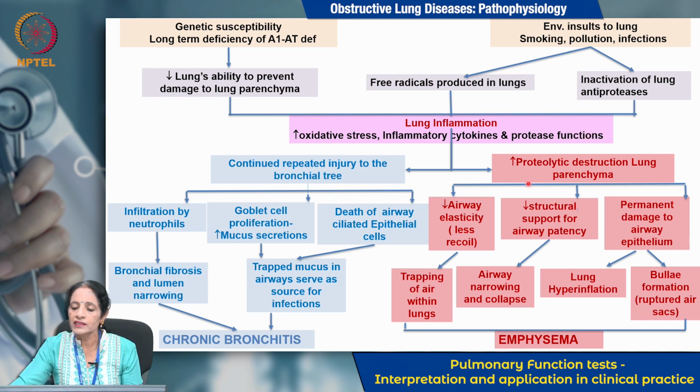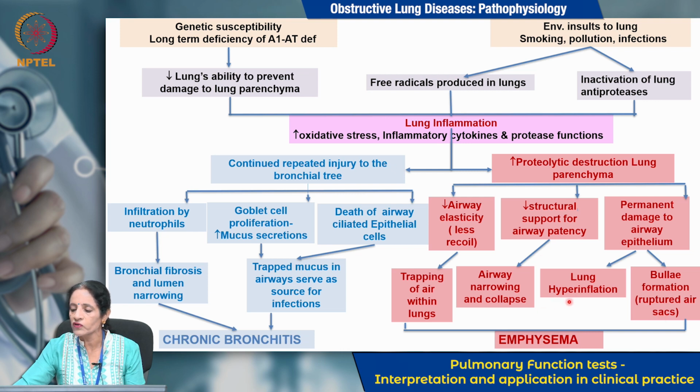Whereas, if the balance is that there is increased proteolytic destruction of lung parenchyma leading to decreased airway elasticity, that is less recoiling of the lungs, and decreased structural support of airway patency and permanent damage to airway epithelium. So, if these three happen, then there is trapping of air within the lung because of decreased elasticity, and there is airway narrowing and collapse because of decreased structural support of the airways, and due to permanent damage of the airway epithelium, the lung goes in for hyperinflation and there is bullae formation because of the ruptured air sacs.